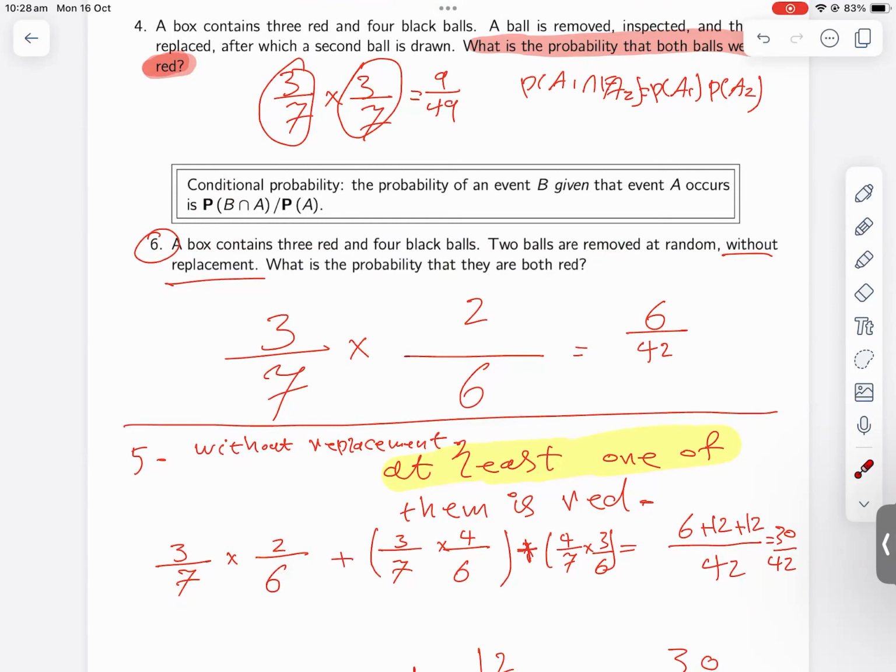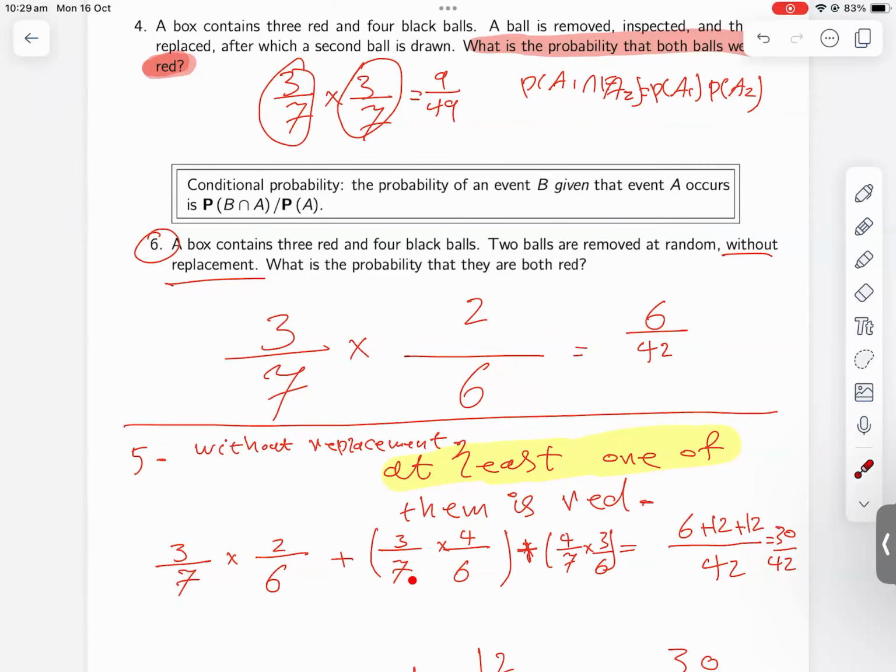And then we've got the first one can be black and the second one can be red. So 4/7 for the black, and the second drawn ball is red, 3/6, without replacement.